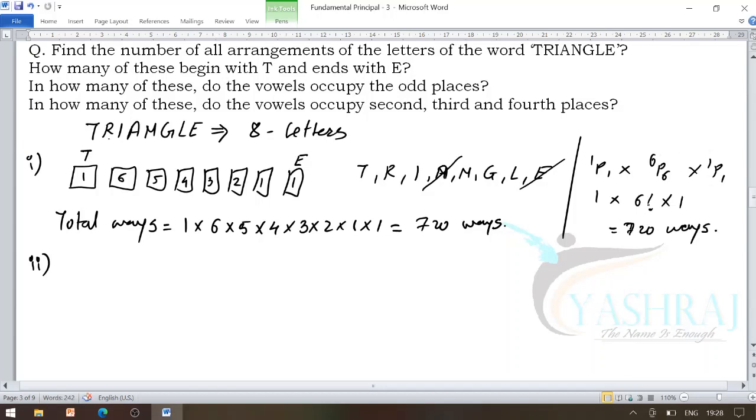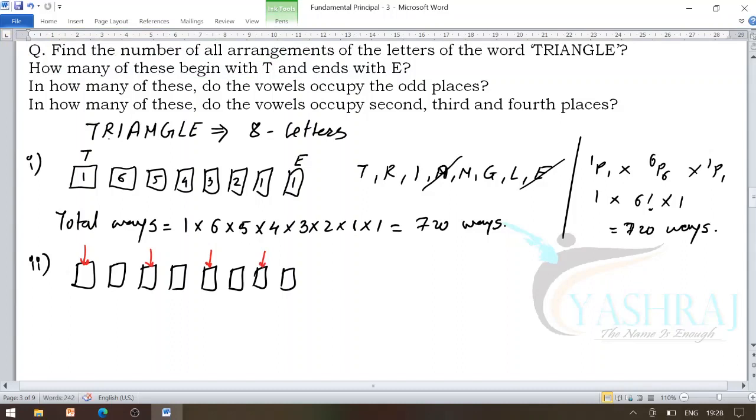Same problem. Now look at the second sub question: do the vowels occupy the odd places? So the basic concept: there are again 8 boxes, 1, 2, 3, 4, 5, 6, 7, 8. Among them, which are the odd places? I will put an arrowhead using the red pen over there. First, third, fifth, seventh. Those are the odd places.